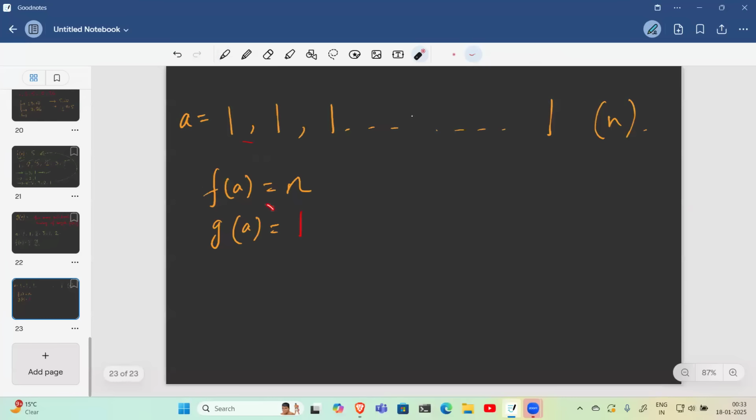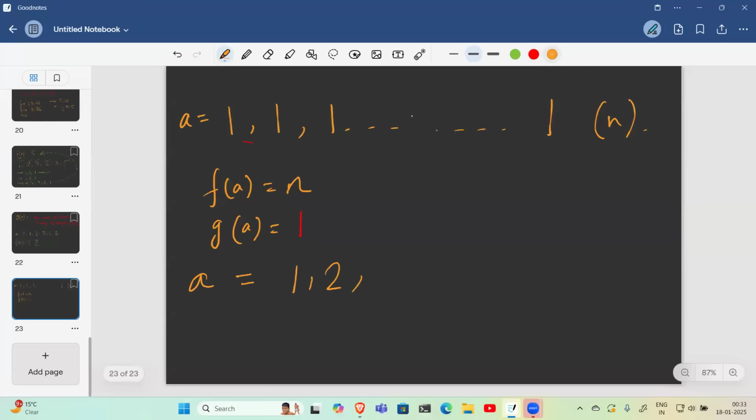Because we need to print some array A where the value of g of a is greater than n. So even n does not work. So here it is 1. So it is kind of useless. But I will always recommend that whenever you get some new function, try to get accustomed with the definitions by looking at test cases like this. So let us have one more test case.